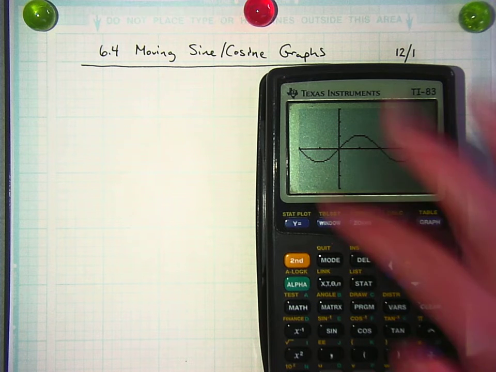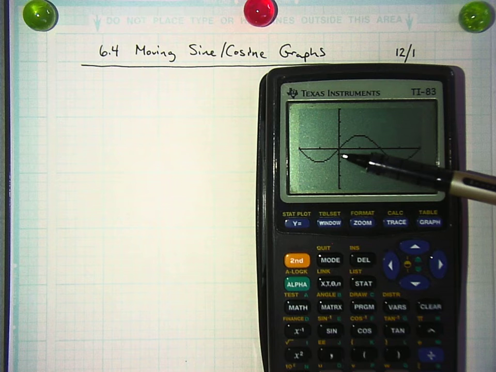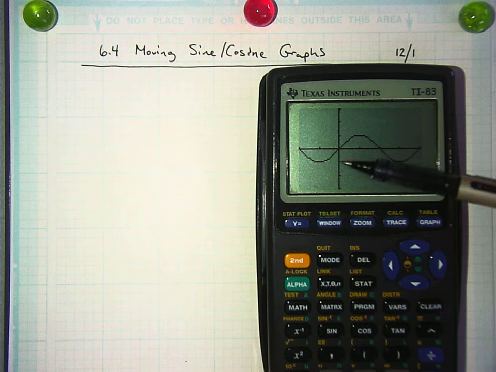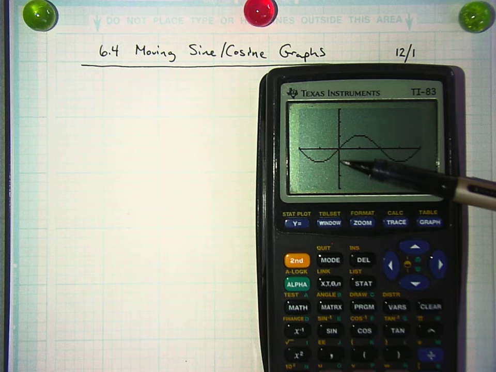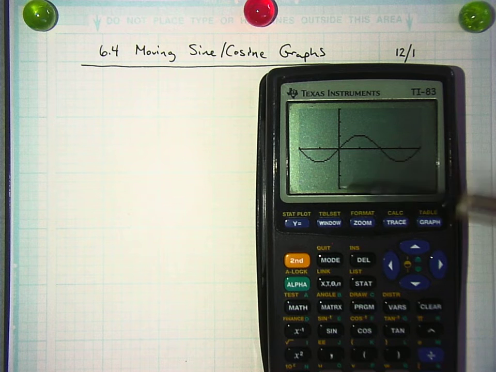Now, this is a normal sine curve. Notice how a sine curve starts at 0. Is everybody kind of with that now, that a sine curve starts at 0 and a cosine curve starts at 1? Okay. Now, what we're going to try to do is move this thing up or down or left or right. Does anybody have any ideas?